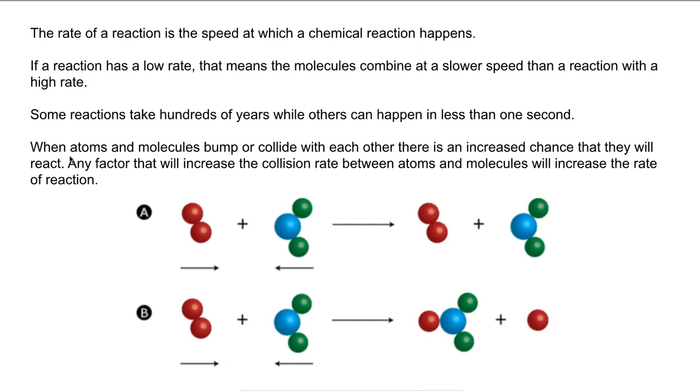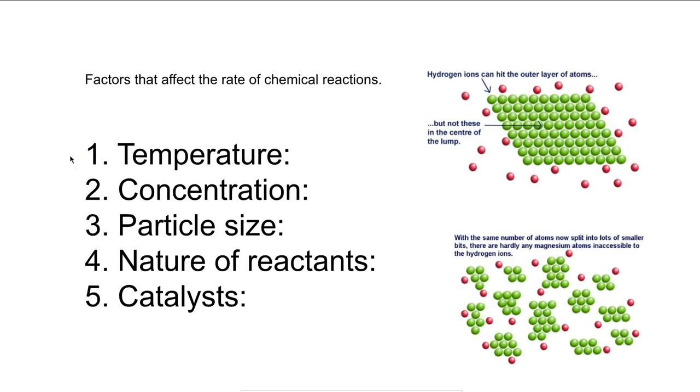Okay, just looking here, when atoms and molecules bump or collide with each other, there's an increased chance that they will react. So the faster they react, or the more energy that they react with, the more chance that they will combine to form something new, that the chemical reaction will happen. So anything that increases the collision rate between atoms and molecules will increase the rate of reaction. So we're going to look at some of the things that increase the rates of reaction. We're going to look at five factors: temperature, concentration, particle size, nature of reactants, and catalysts, and we'll look at them in detail.